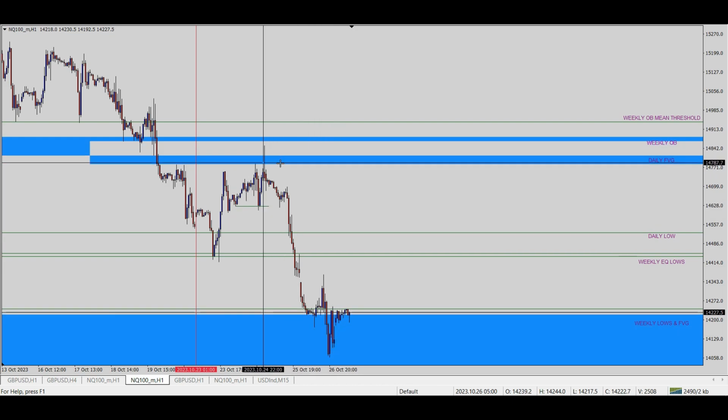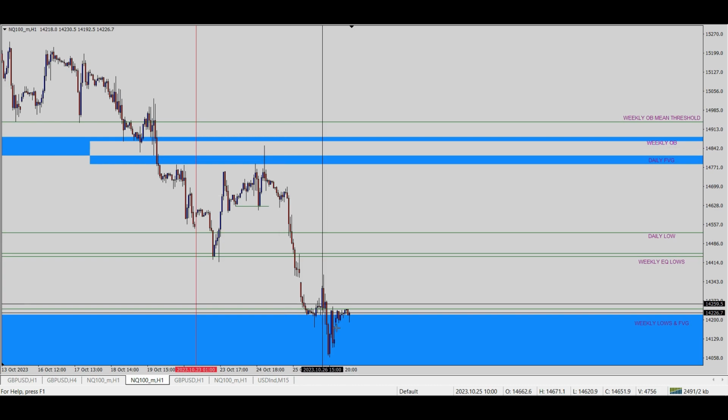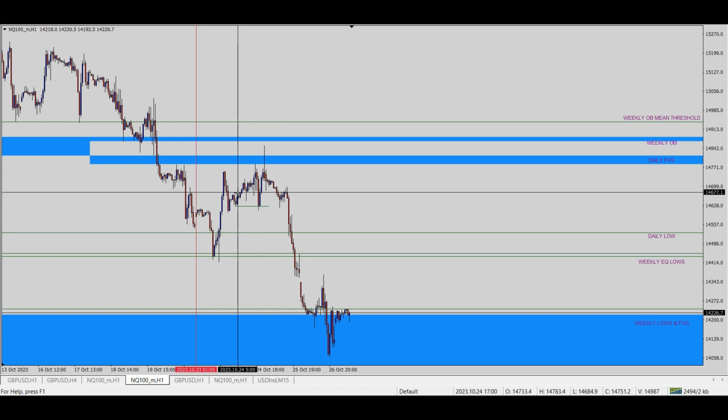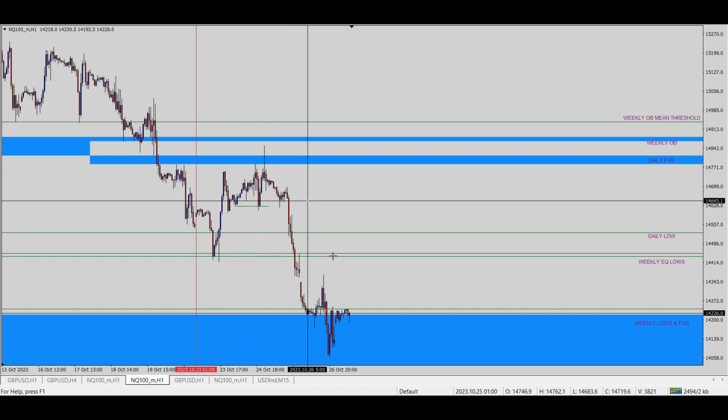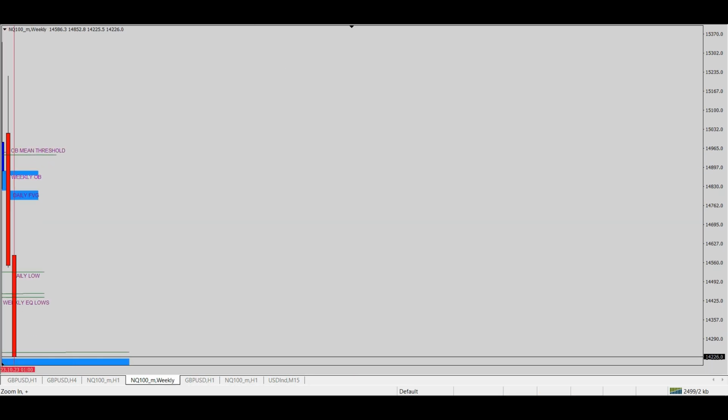And this is all the way from Buyside inefficiency down to Sellside inefficiency. So that's the way it moves, right? All the way into the daily fair value gap down to the weekly fair value gap right there. So to just reinforce the idea, let's go to the weekly time frame right here.